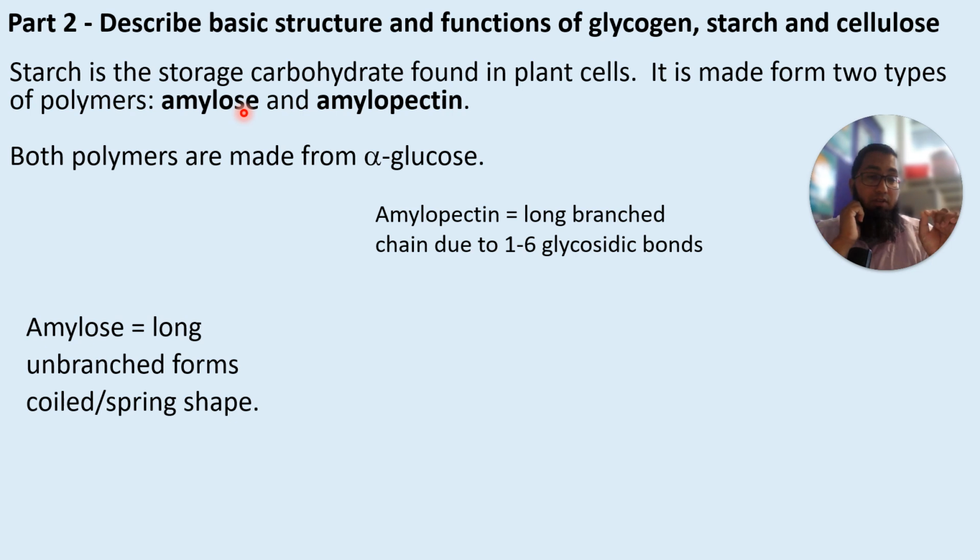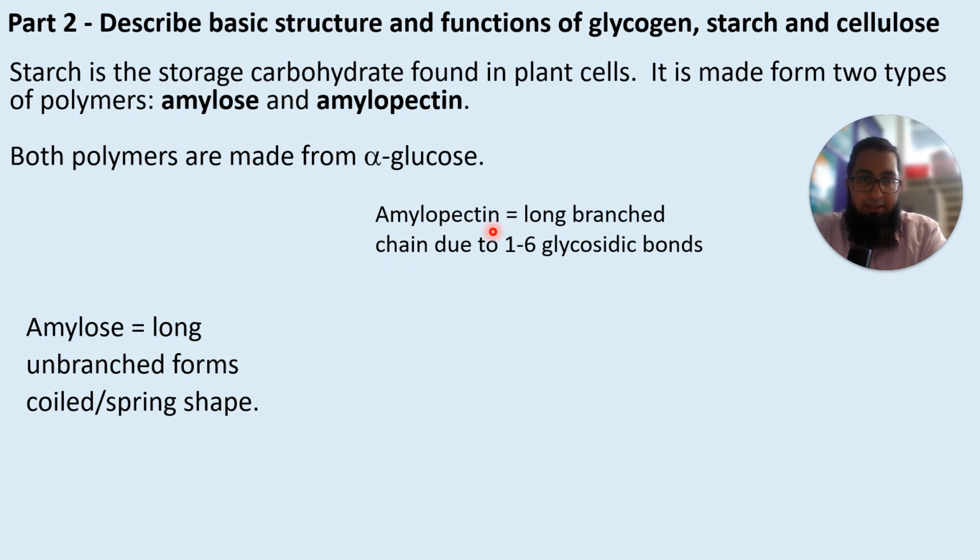There are two types of polymers, amylose and amylopectin. We are still talking about starch. There are two types of polysaccharides which make starch. One is amylose and one is amylopectin. Do we need to know that? Yes, we do. We need to know that really well. So both polymers, which polymers? Amylose and amylopectin, both of them are made from alpha glucose. You also need to know that alpha glucose is used to make starch. So amylopectin and amylose, both of them are made from alpha glucose.